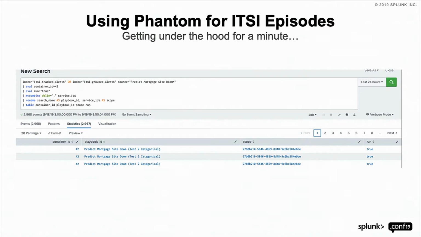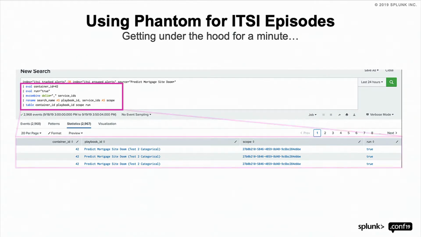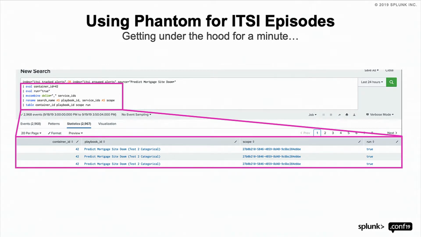So using Phantom for ITSI episodes, what I've done here in this example is I'm actually looking at the ITSI tracked alerts summary index, which gives you all of the information that goes into episodes. It's where everything that the aggregation policy is generating gets stored in your environment. And what we're doing is we're creating a few new fields and we're formatting what the payload will look like in a way that Phantom can accept and has all of the variables that it needs. So specifically, you can see I'm creating a scope, a run, a playbook ID. So I'm saying this is exactly what I want you to execute when you see this thing happen.